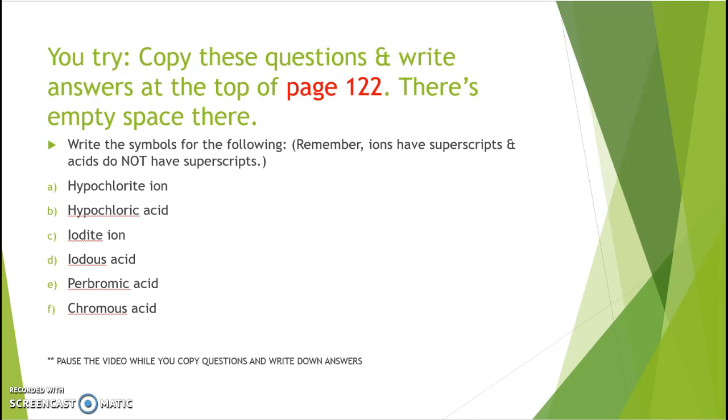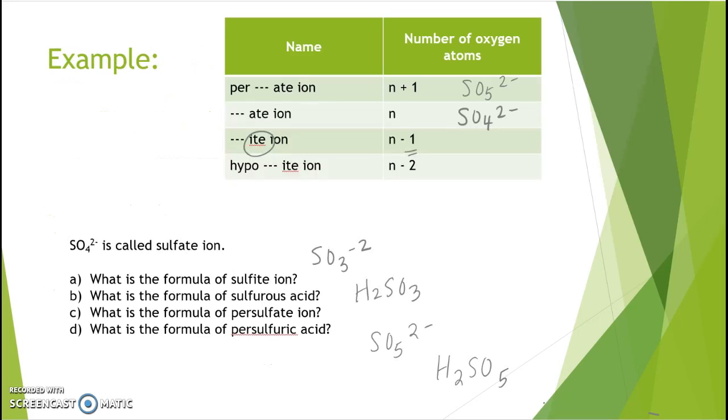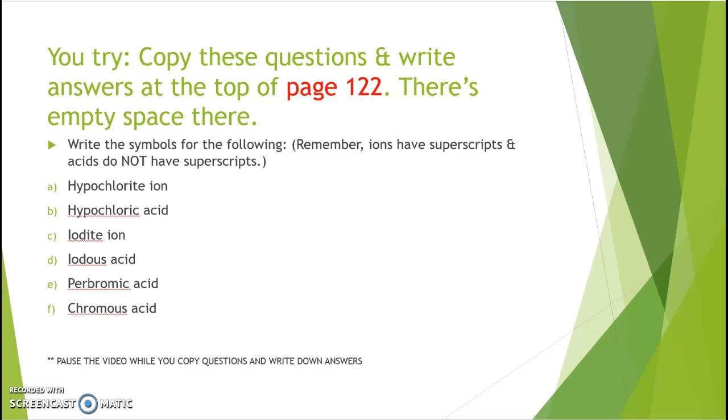You try. Copy these questions and write the answers on the top of page 122. There's empty space there. So copy the following symbols. Write the symbols for the following names. You need to copy these names and then write down what you think the symbols are. So I'm just reminding you, remember that ions have superscripts, but acids do not. So real quick, ions have superscripts, acids do not have superscripts. So be careful. All right, pause the video while you're coming up with those answers.